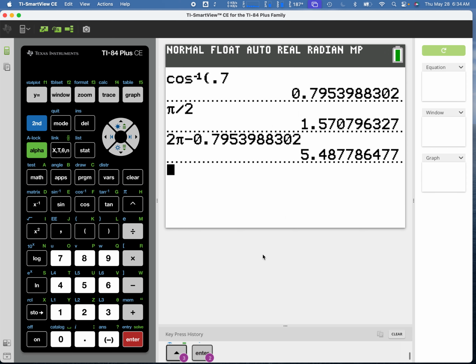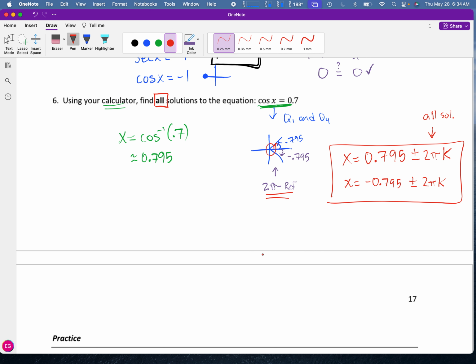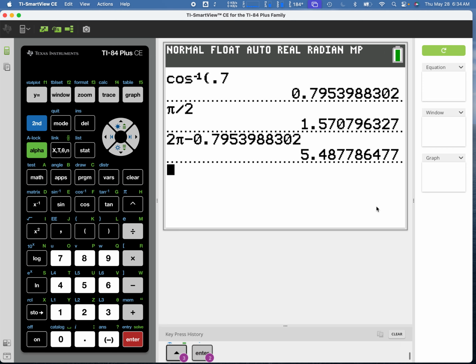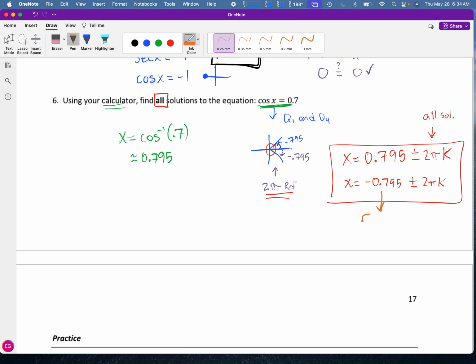So if I wanted to, instead of this negative one here, I could have used whatever that number was. I literally forgot it already. 5.488. And the 0.795 and the 5.488, those would be our two answers between 0 and 2 pi. So if we'd solved like normal, that's what we would have gotten. And then I could have just added the 2 pi k to this one, okay?